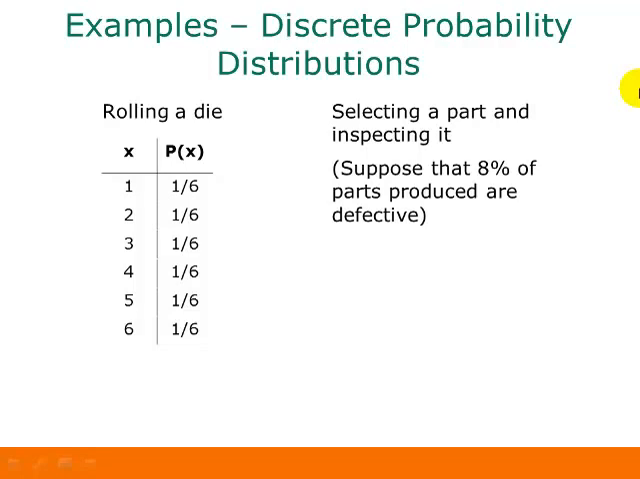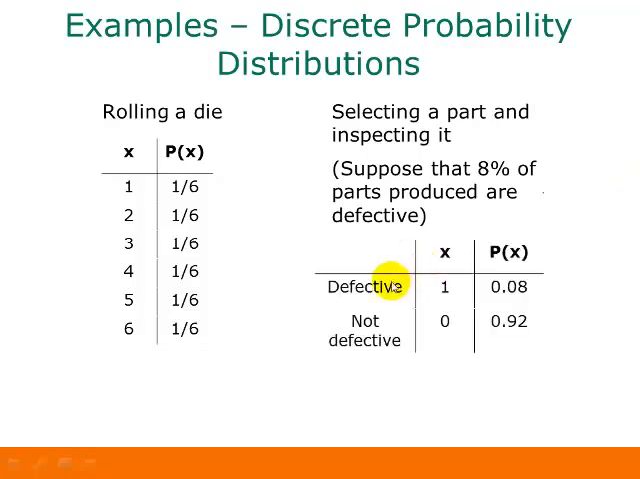Now for the experiment of selecting a part and inspecting it, we have to know a little bit more in order to create our probability distribution. So for this experiment, let's suppose that 8% of the parts produced are actually defective. So here's what our probability distribution would look like. Now we can list the outcomes in words over here, but they're not technically part of our probability distribution. Our probability distribution is really these two columns where we have the variable and its numerical values, and then the probabilities for each value of the variable.